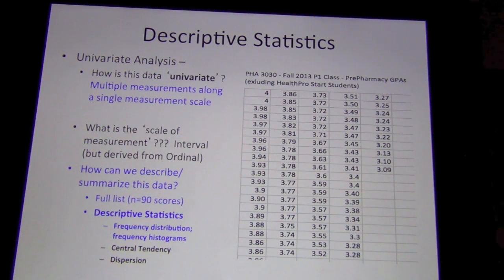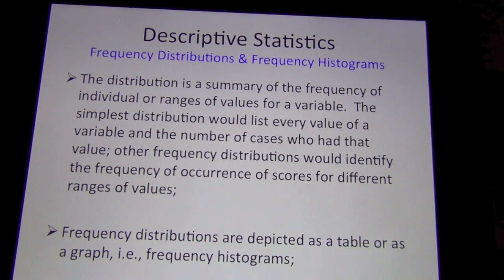So how could we summarize it? One would be a graphic way, and that would be with frequency distributions and frequency histograms. So we'll go to that next. A frequency distribution is a summary of the frequency of individual values or ranges of values for a variable. The simplest distribution would list every value of a variable and the number of cases who had that value. More often than not, frequency distributions take a range or a clump of values and put them together.